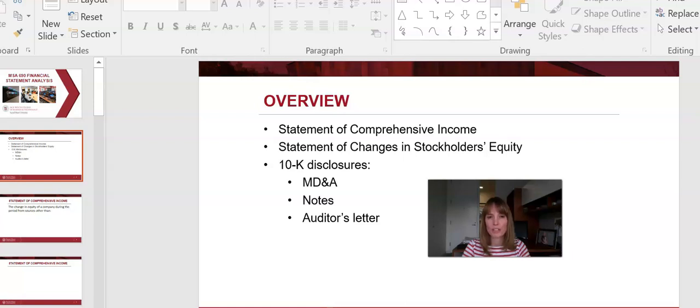We've reviewed the balance sheet, the income statement, and the statement of cash flows. In this week, we're going to look at the statement of comprehensive income, statement of changes in stockholders' equity, and then some other items in the 10K or the annual report: management's discussion and analysis, the footnotes to the financial statements, and the auditor's letter.